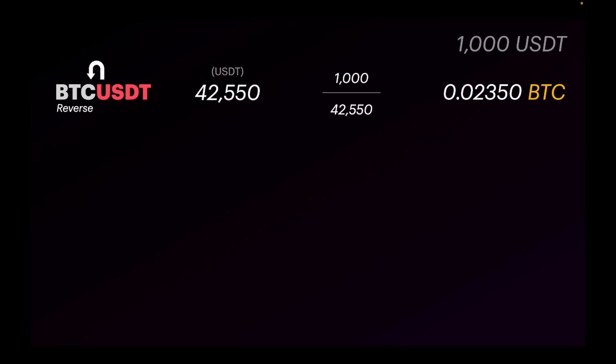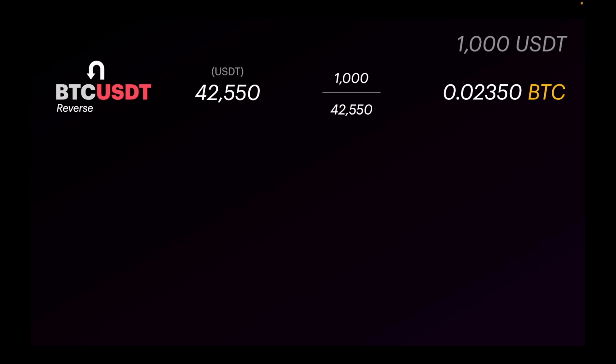So let's say I start with BTC USDT and I own USDT. Therefore, I'm swapping my USDT for BTC, and that's a reverse trade. The price is at 42,550. And let's say I'm starting with 1,000 USDT. So I take my 1,000, divide it by 42,550, and that will give me 0.02350 Bitcoin.